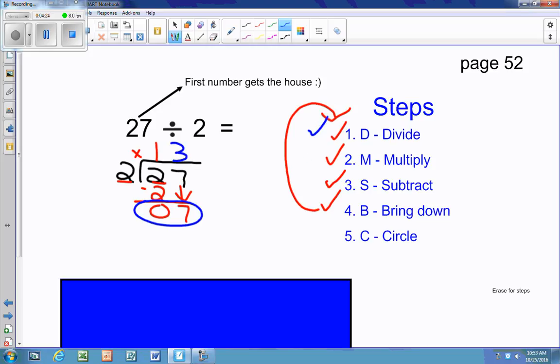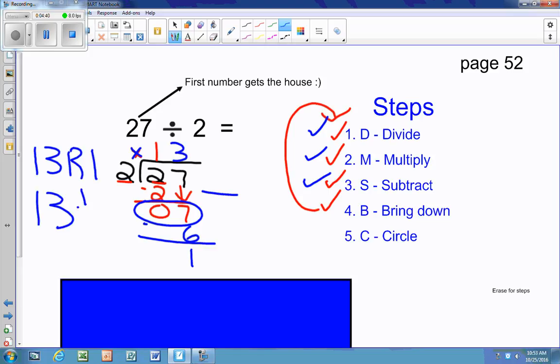So now I have to multiply. 3 times 2, which is 6. Then I have to subtract. And there's nothing here to bring down. So my answer becomes 13 remainder 1. Or 13 and 1 out of the 2 left over. Those are the 2 ways to write that answer.